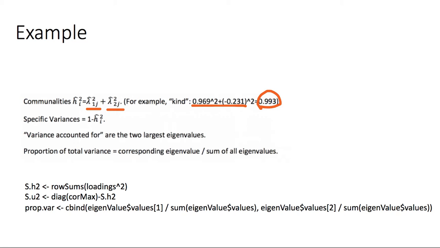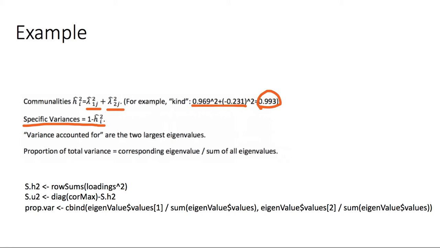The result of 0.993 means the factor could express 99.3% of the first variable. And for the specific variances, use 1 minus the communalities. That is the proportion that couldn't be explained by the factor for this variable.